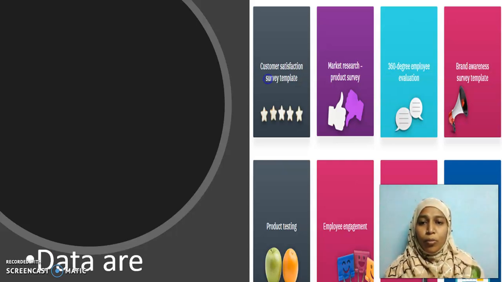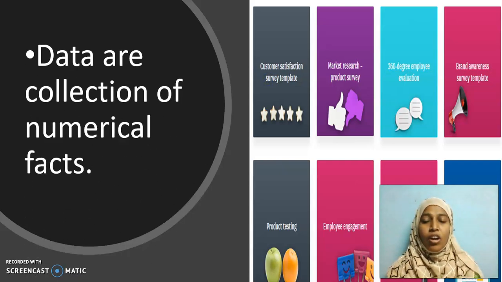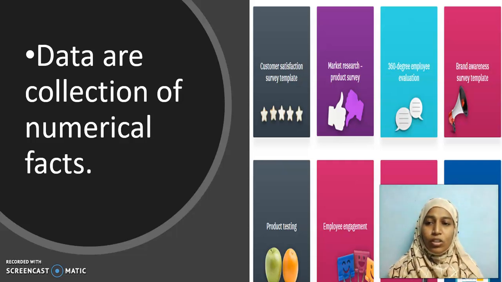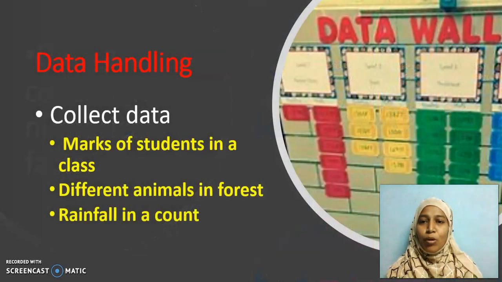So, we say data is a collection of numerical facts. All this information is converted to numerical value, and that collection of numerical facts is called data. So, what is going to be our title for today's class? Well done. It is about data handling.